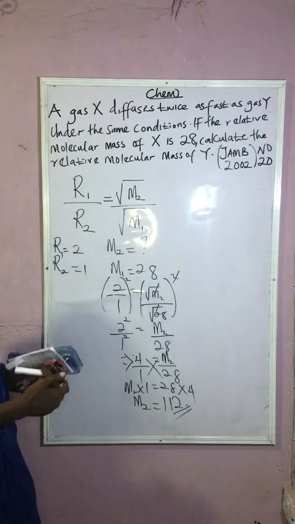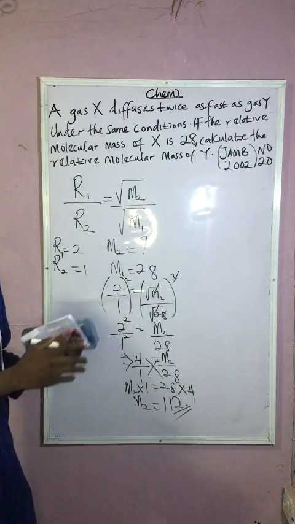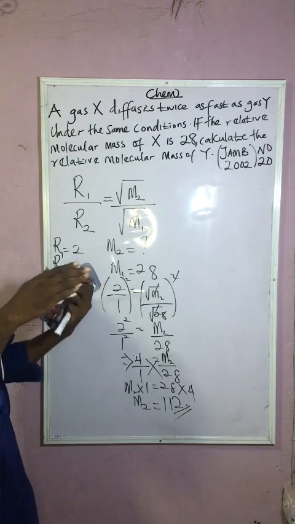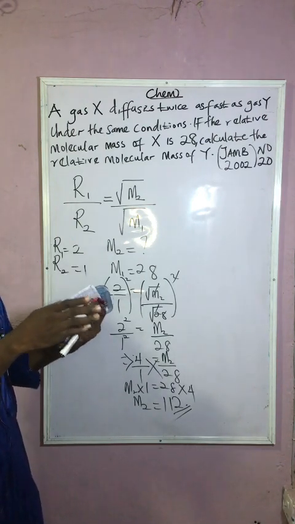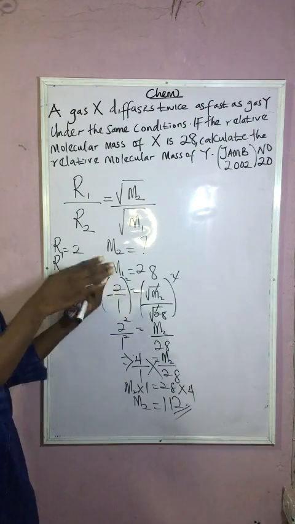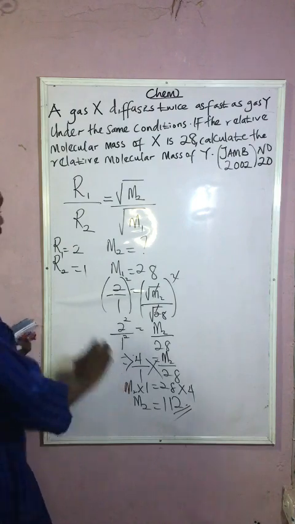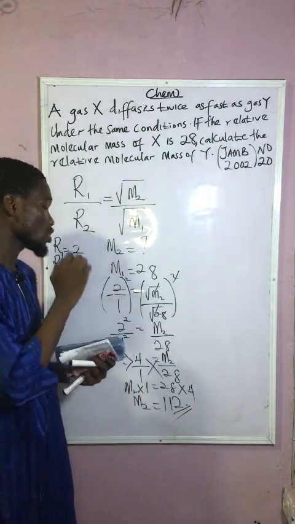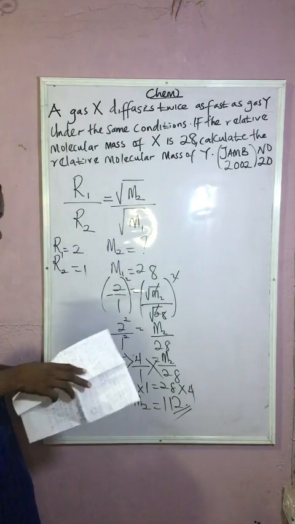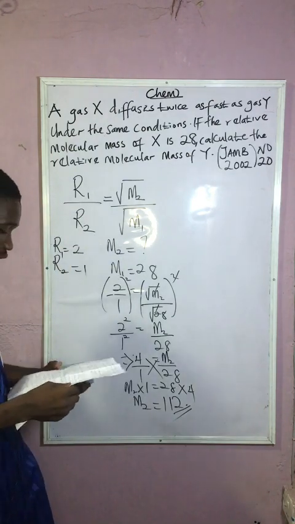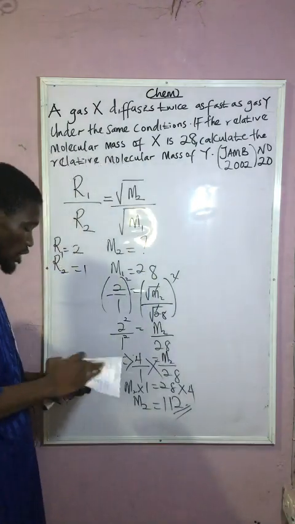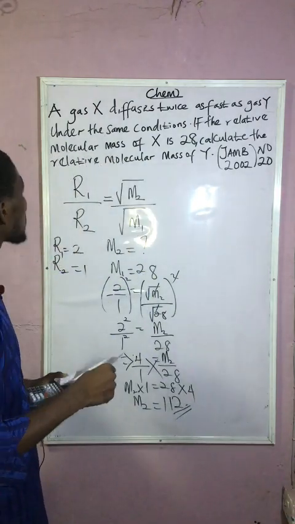So the relative molecular mass of the second gas is 112. Now I will solve a question relating to this before we move to the other question, because we are looking at the law of diffusion or effusion at constant pressure and temperature. So our answer here is 112 for our M2. Let's take a look at another question related to what you have on the board. This is Jamb 2014. Let's take a look at it. I will have it on the board.